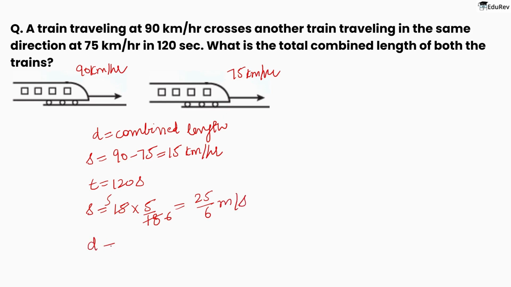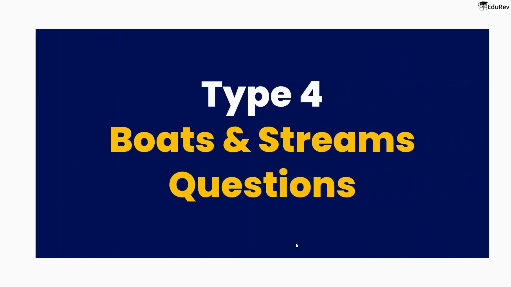The combined length of the two trains is the distance traveled by faster train B to cross slower train A, which will be equal to relative speed into time, which is 120 into 25 upon 6. 6 will divide 120 completely, giving us 20, hence 25 into 20, which is 500. Hence, the combined length of the trains is equal to 500 meters.